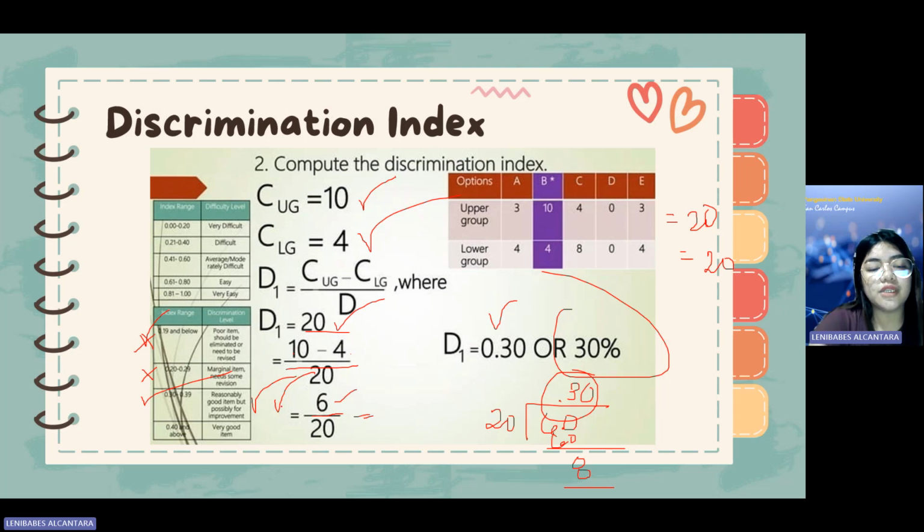Di ba? Doon, ibig sabihin, dalawa yung ating description sa item na yun na sinolve natin. Una, difficult yung item. Pangalawa, good siya pero kailangan pa nating i-improve. So these are the descriptions of the item that we computed or evaluated.